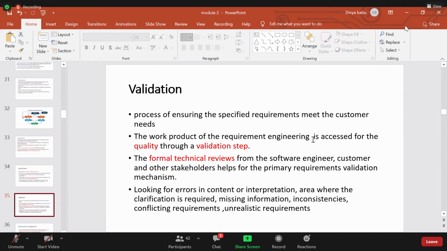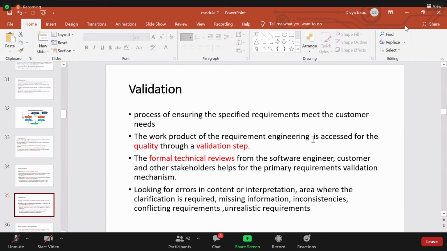The validation mechanism goes through many ways, but mainly formal meetings. Formal technical review meetings will be there, and all stakeholders will participate. At that time, they will discuss these things using some diagrams or charts to make it easy for the customer to understand. At that time, the customer agrees, okay, this is what I need. That is validation. It's a process. It's one of the ways to validate the requirements.